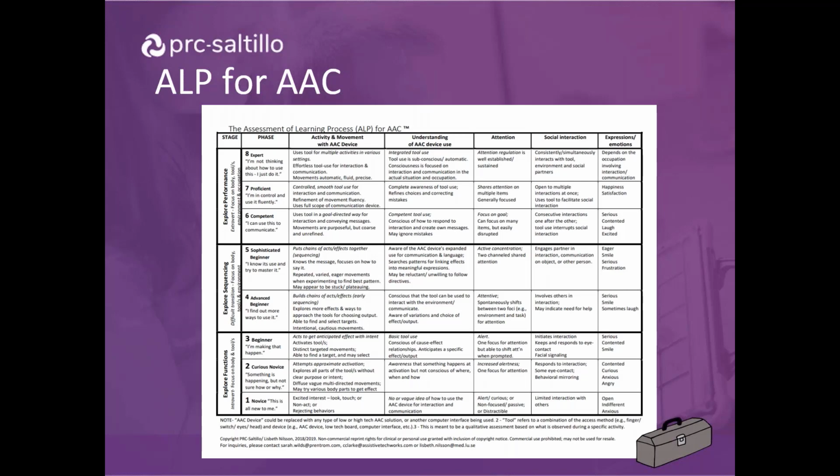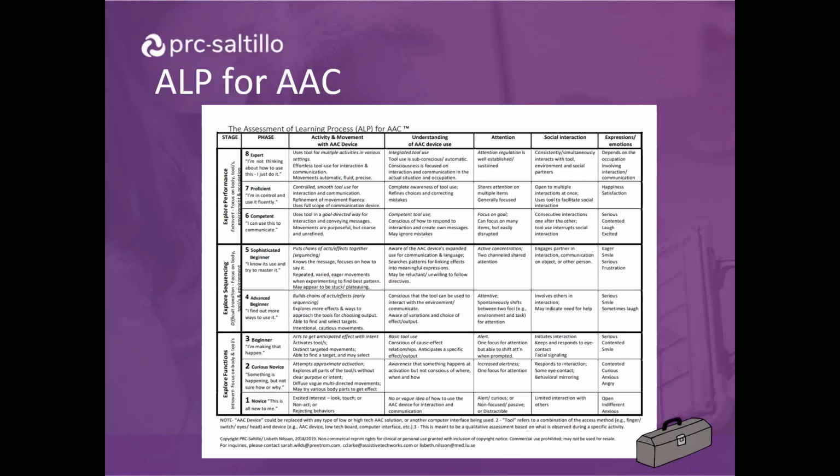So putting your gaze up to the top of the screen here, across the top of the table, you're going to see the 5 different areas of the assessment that we're going to be looking at. The first one is activity and movement with AAC. So when we're gauging this from phase 1 to phase 8, we're really going from having really random, maybe unintentional movements, to developing very clear and precise control over the access method.